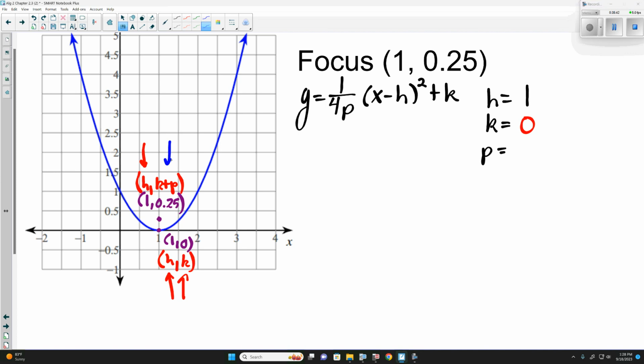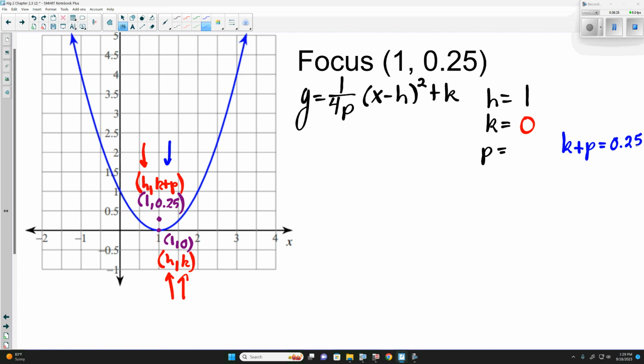Now the only other value we need to find is p. We weren't directly told what it is, but we know that k plus p is 0.25, because our focus for this one is h comma k plus p. For y equals, the focus is h comma k plus p. When it's x equals, the focus is h plus p comma k.